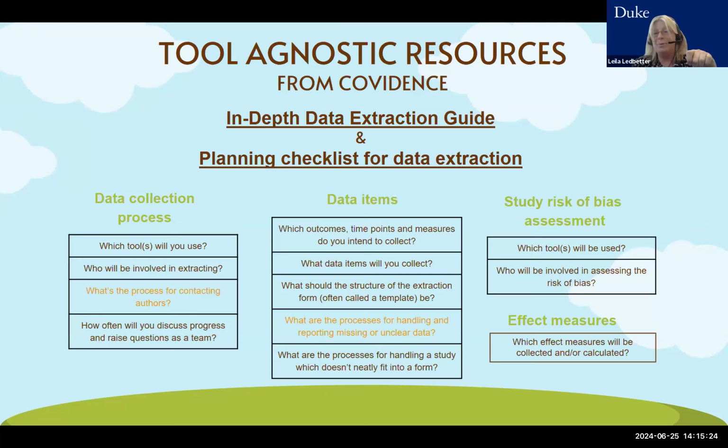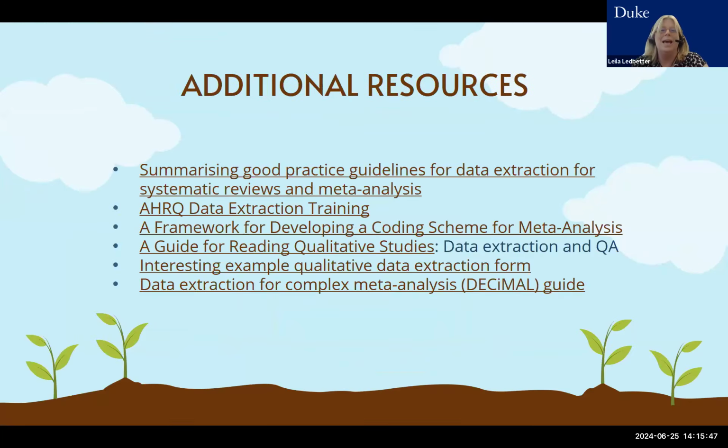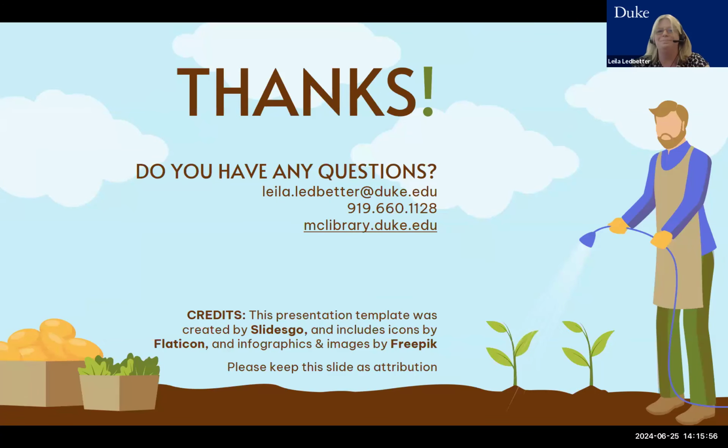Covidence has very nicely put together a tool agnostic guide on data extraction and a planning checklist. You can get this free from the Covidence site. And this is great, if you are not going to heavily lean into teaching your teams, you can at least hand this to them. It includes all this information and things that they need to think about. So go there and you can link these. These are both links for you to click on. And then finally, some additional resources that I have found that my teams have found useful. And thank you very much.